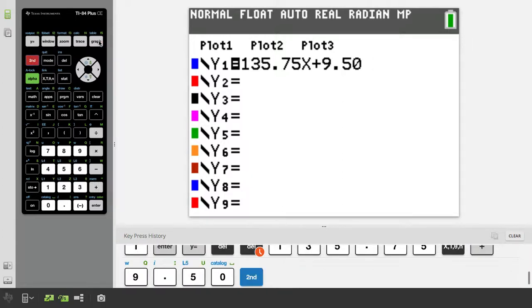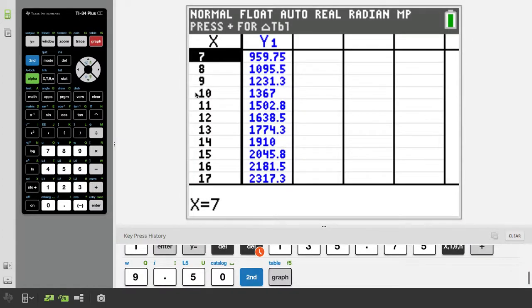Okay, now I'm going to go ahead and look at my table. And I'm going to look for 11. So there it is, and there are my ranges associated with it. So that would be 1502.8, 1638.5, 1774.3, 1910, 2045.80, and 2181.50. All right.